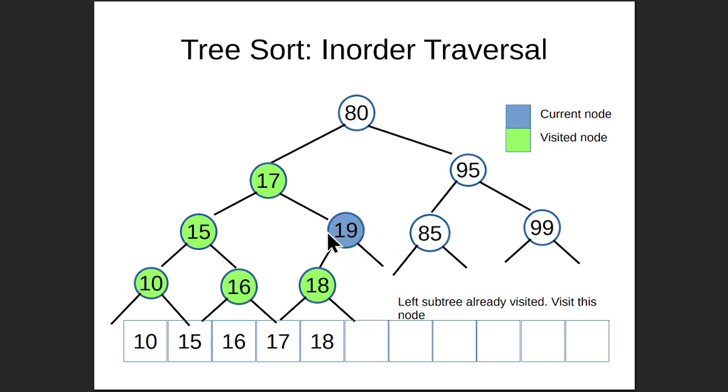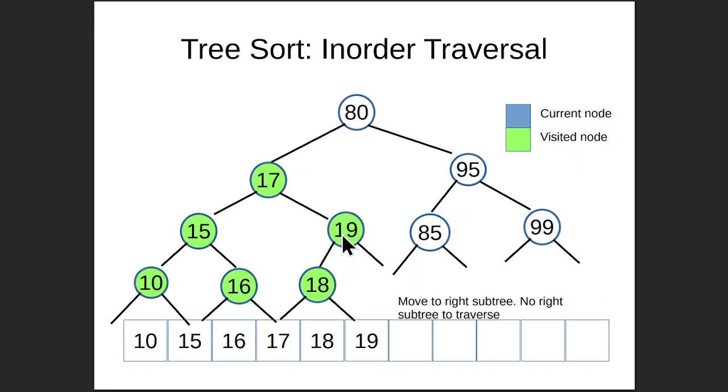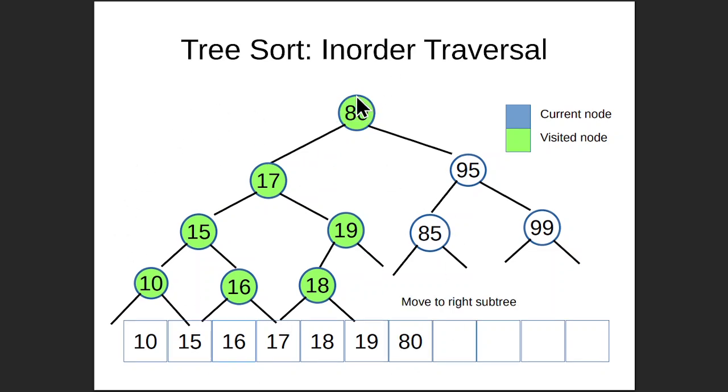Now for 19, we have already visited the left subtree. Therefore, we visit 19 and then try to visit the right subtree, which is not there. So we are done with 19. We revert back to its parent, which is 17. That is already visited. So we revert back to its parent, which is 80. Now, when we look at 80, we already traversed its left subtree. Therefore, we visit 80.